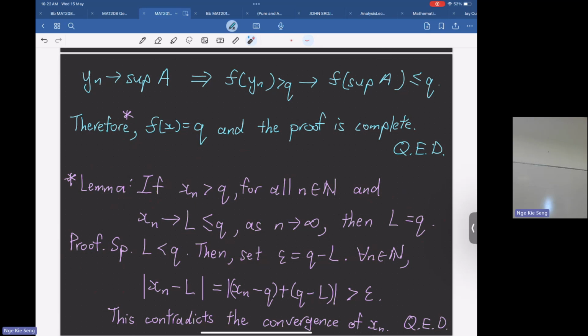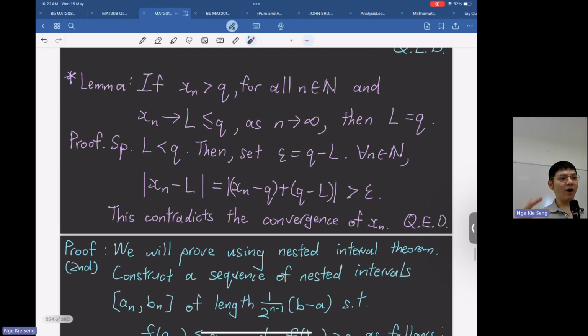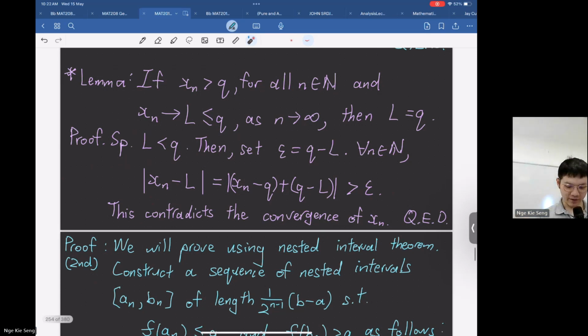Try to learn to write a proper proof. Yeah, this will help you to read also. You will know why people write like that.